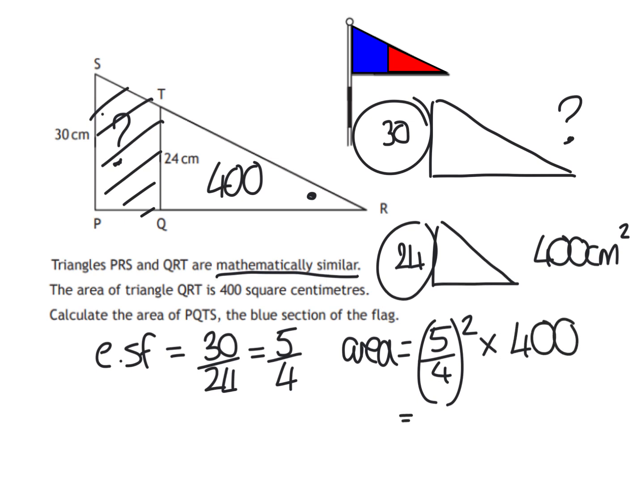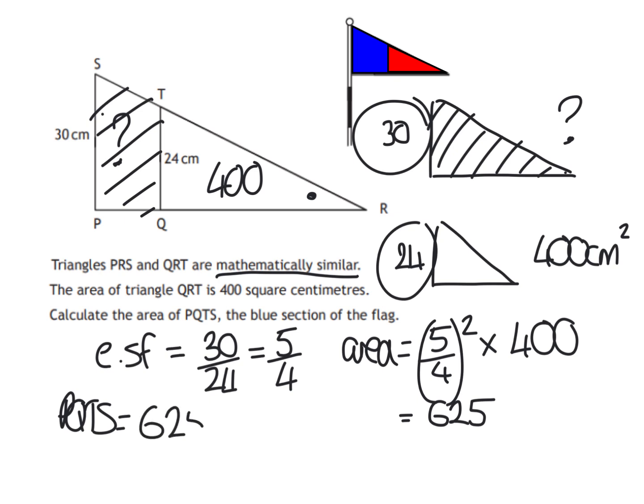I think this is a calculator one again. So 5 divided by 4, if you square it and times it by 400 on your calculator, gives you 625. So that means the area of this whole triangle here is 625. We're going to subtract 400 to get the area of PQTS. So I'm just going to write PQTS equals 625, take away 400, which is obviously 225 square centimetres.